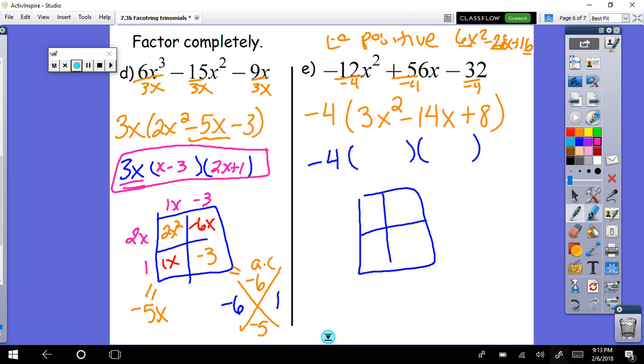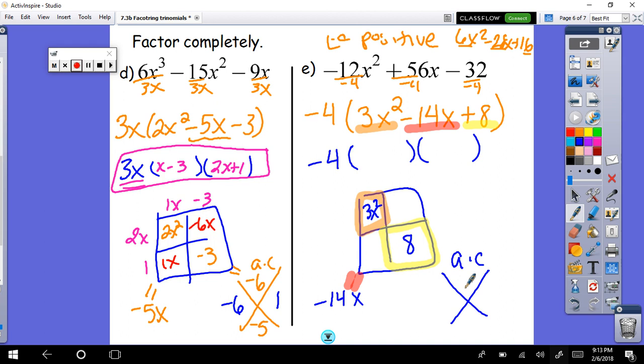I'm focusing on just factoring this. So this first term will go in the first box. The last term will go in the last box. The diagonals have to add up to the middle term there. So we got 3x squared, positive 8, and I want to add up to -14 down this diagonal. So these diagonals I multiply, that's my a times c. That'd be 3 times 8 is 24. I want them to add up to -14.